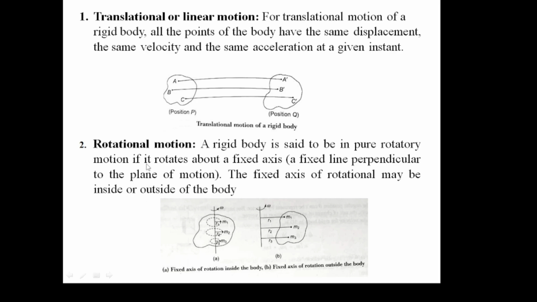The next is rotational motion. A rigid body is said to be in pure rotatory motion if it rotates about a fixed axis, a fixed line perpendicular to the plane of motion. Here this is the fixed axis, and the fixed axis of rotation may be inside or outside of the body. In the first case, the fixed axis is inside the body, and in the second figure, the fixed axis is outside of the body. Here the masses are m1, m2 and m3, and these are the distances between the fixed axis and the masses of the body.